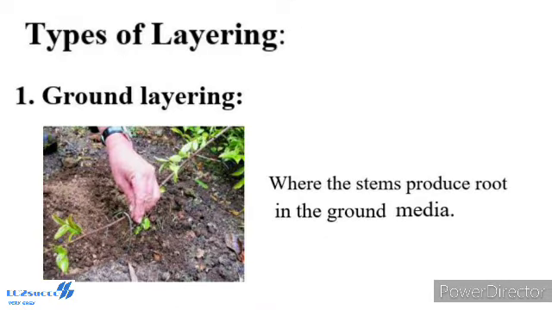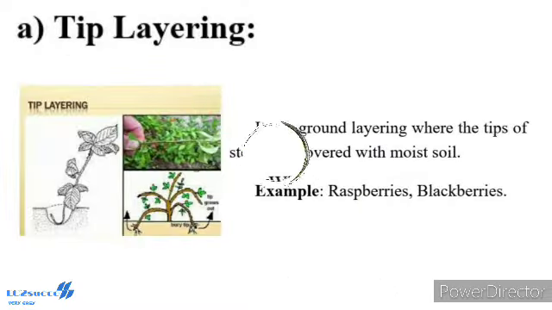So basically two main classes of layering, ground layering and air layering. These are the major types of layering. So number one, ground layering. Ground layering is a vegetative propagation where the stems produce roots in the ground media. So several types of ground layering are there. Number one, tip layering. It is a ground layering where the tip of the stem is covered with moist soil.